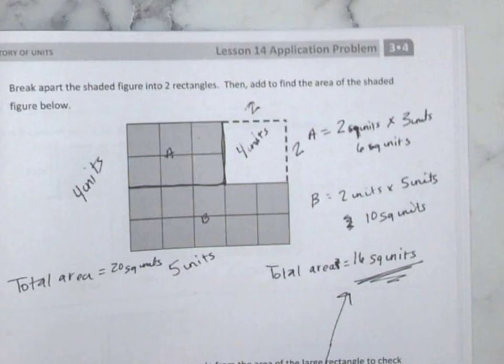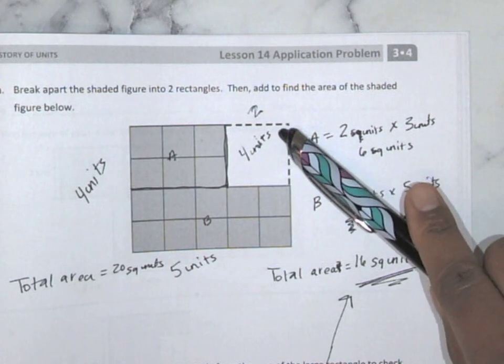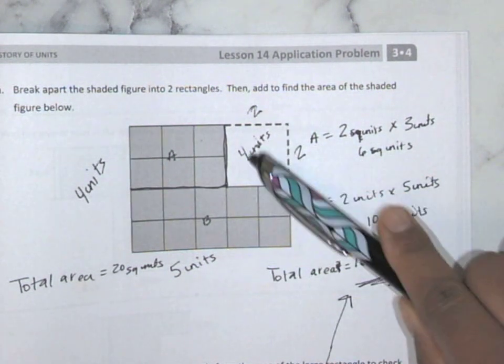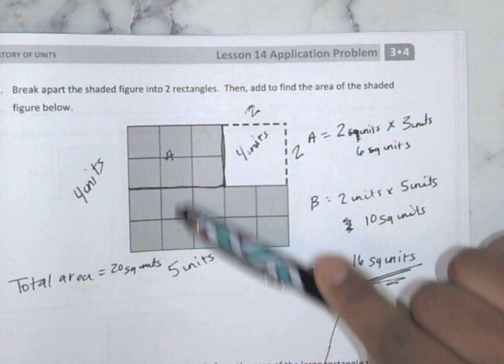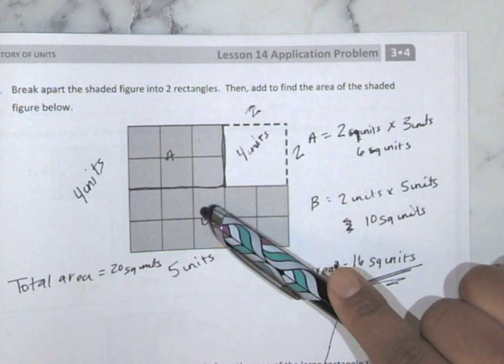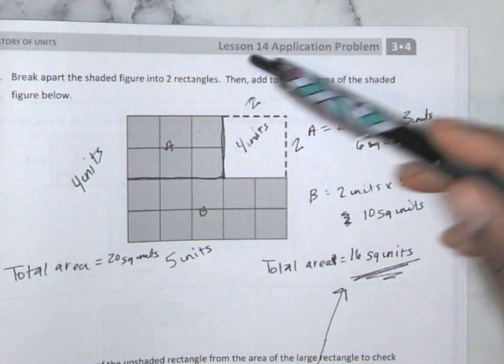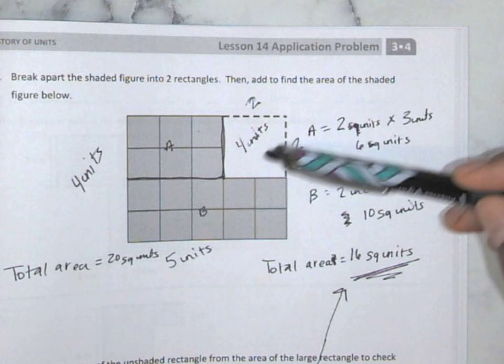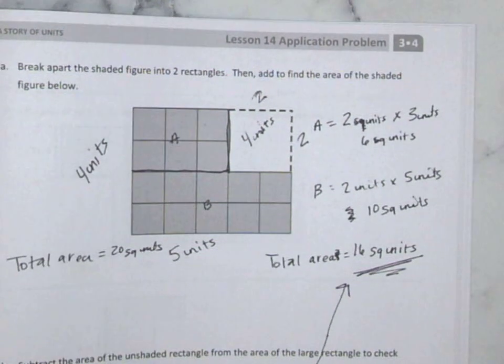Okay, so what we did here, we took the total area of the entire rectangle and subtracted this unshaded area to figure out what's the area of this figure left, well, part A and B put together, which was 16 square units. So we did 20 minus 4, which gives us 16, which is the shaded area that's left.